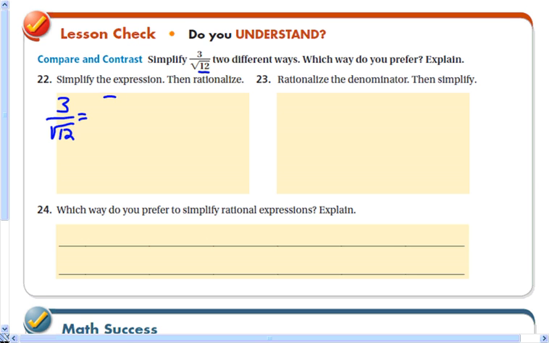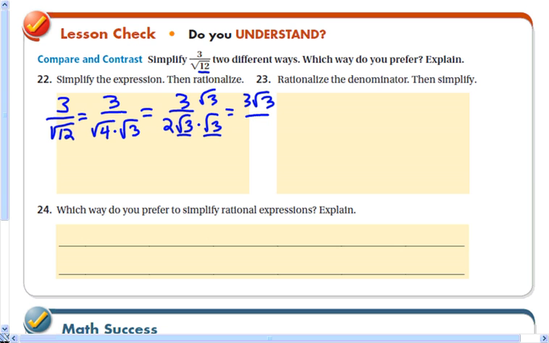The perfect square factor of 12 is 4. So we get 3 over 2 times the square root of 3. Now let's rationalize by multiplying them both by the square root of 3. And we get 3 times the square root of 3 over square root of 3 times the square root of 3 is 3, times 2 is 6. And that's equal to 1 times the square root of 3 over 6.